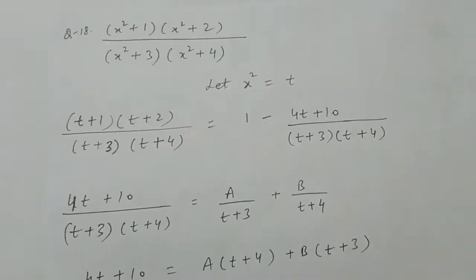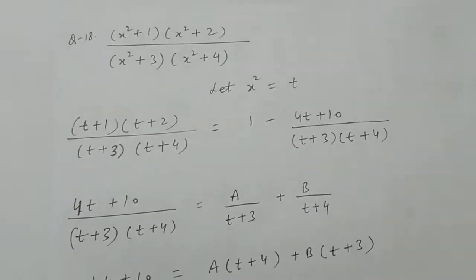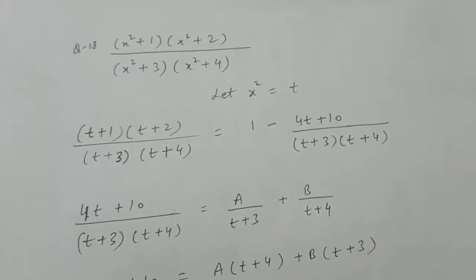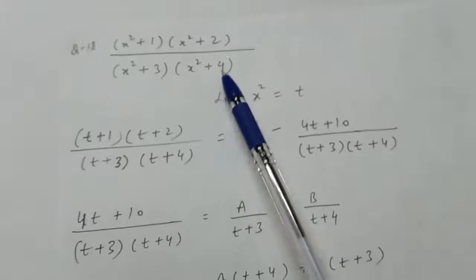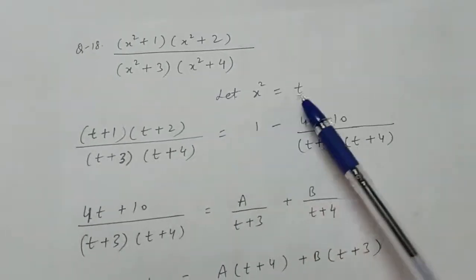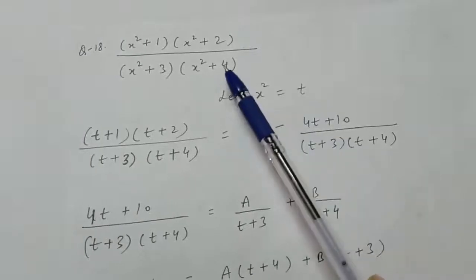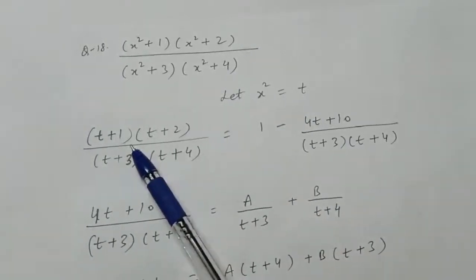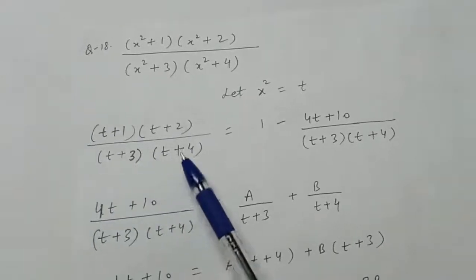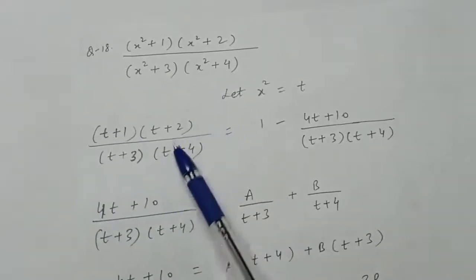Now question number 18 is to find the integral of x square plus 1 into x square plus 2 upon x square plus 3 into x square plus 4. Now for the simplification we will let x square equal t. So this function will now become t plus 1 into t plus 2 upon t plus 3 into t plus 4. In place of x square just write down t.